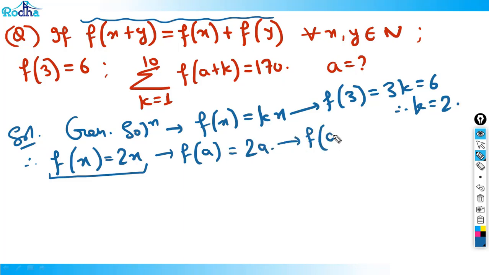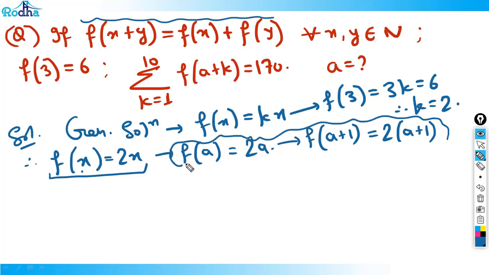If f of x is 2x, twice of x, then what is f of a plus 1? It is twice of a plus 1. This is just for understanding this part, not relevant to the question actually. I told you if f of x is equal to 2x, then f of a is also 2a. If I put a plus 1 instead of x, it becomes f of a plus 1 equal to twice of that, right? Okay.